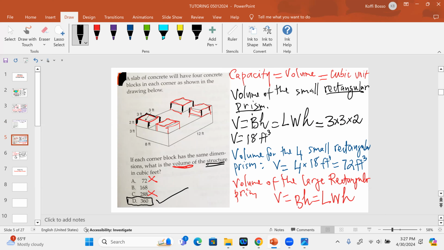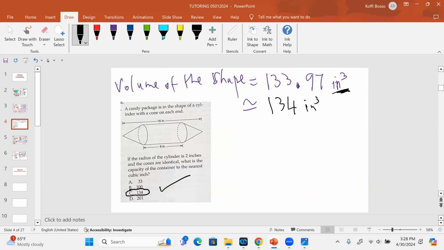When you have a combined shape, you need to break it down and ask yourself what the question asks you to find. Is it a volume? Is it a perimeter? Is it the area? Something in the problem will guide you. Here, they made it clear. They said to find the volume. But in the previous one, they just said capacity. But like I explained before, capacity means volume. Exactly.